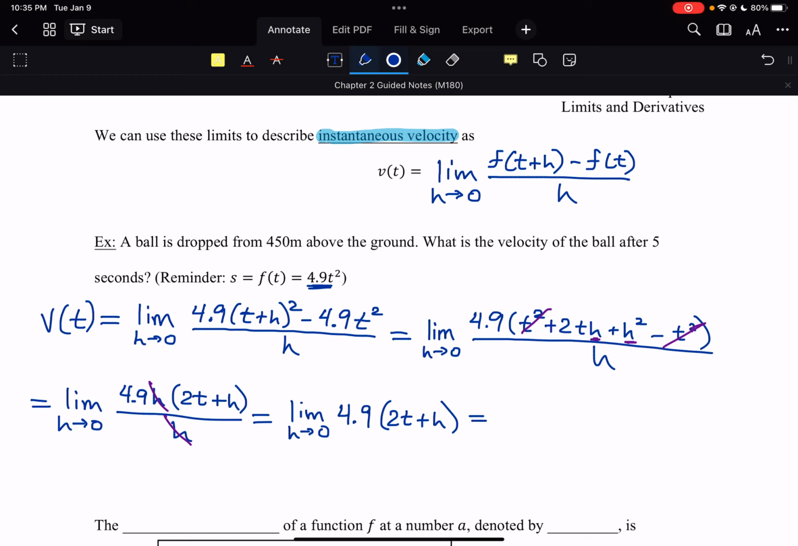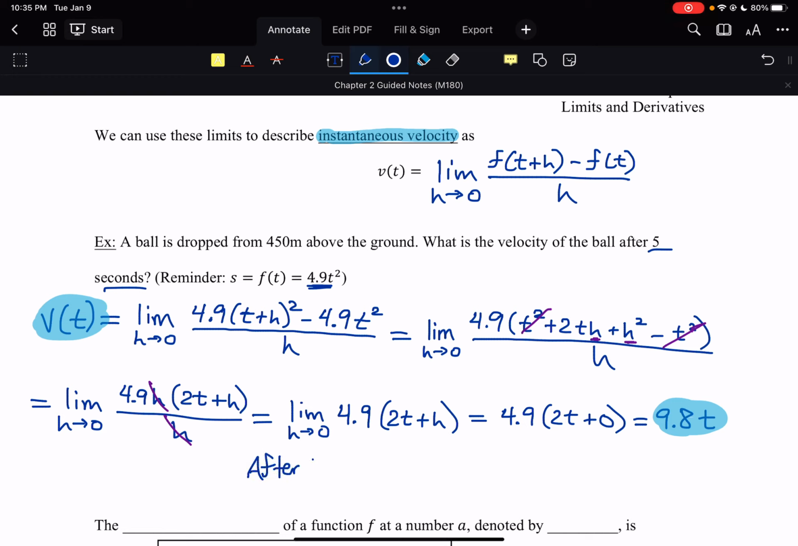So that is 4.9 times 2t plus 0. So 4.9 times 2, that's 9.8t. Now this isn't the answer. Remember, this is just the formula for the velocity. We want the velocity after 5 seconds specifically.